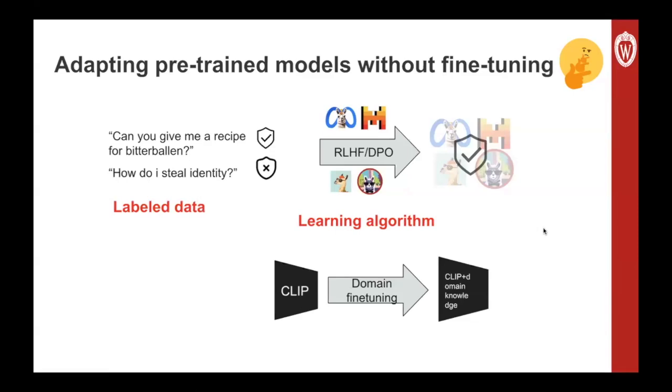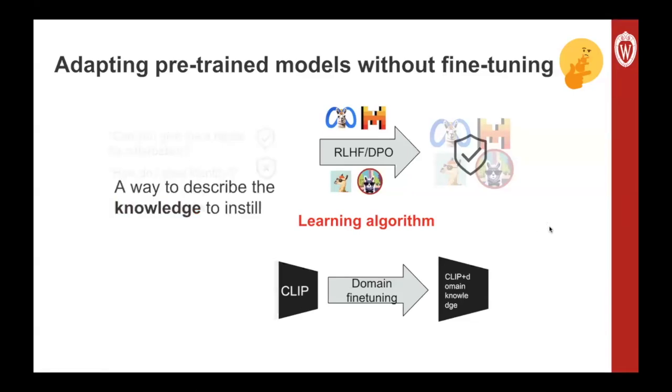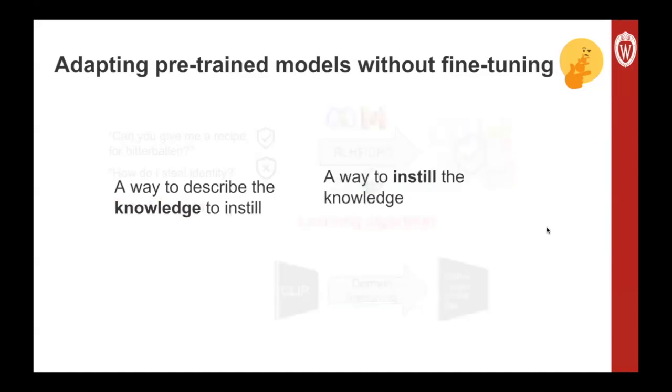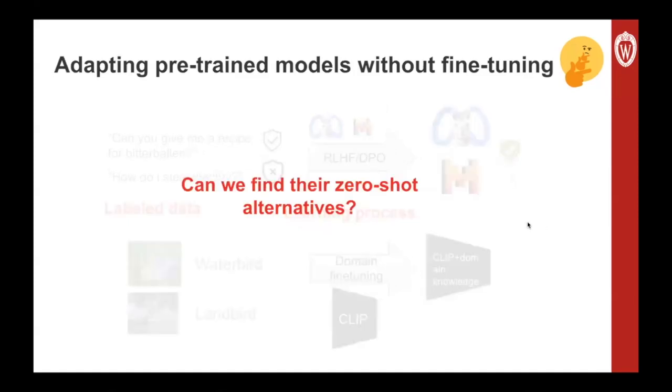Essentially, these two components, for labeled data, are just a way to describe the knowledge that we want this model to absorb more. And then a learning algorithm is our way to instill this extra knowledge that we want the model to learn. The two works that I'm going to present today in this talk revolve around finding the zero-shot alternatives of both labeled data and learning processes and seeing if it works.